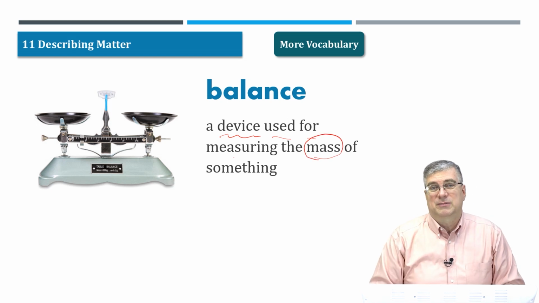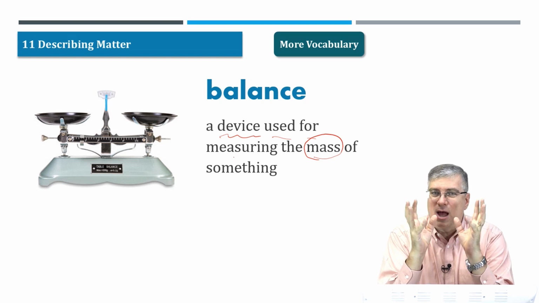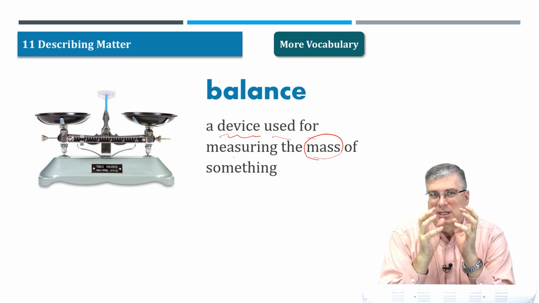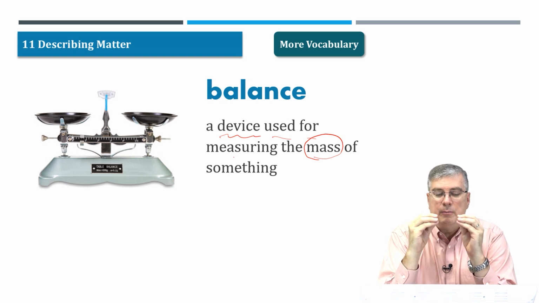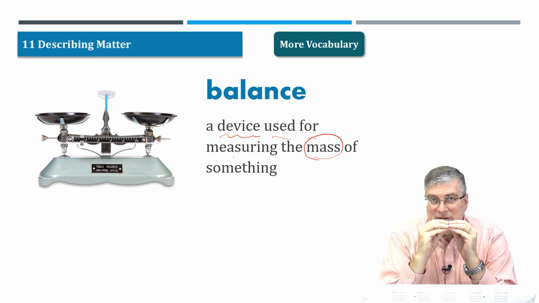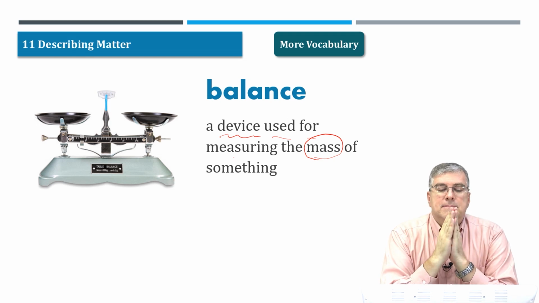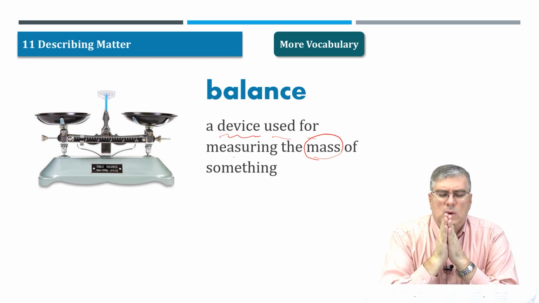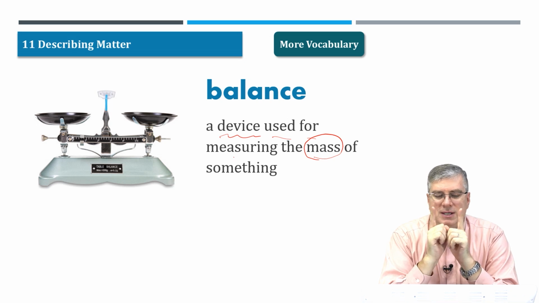So I talked about mass before, right? Mass is how much matter is in something, how many atoms or how much material is in an object. And we use a balance to measure that quantity or measure that property of a certain object. Now you might think, why don't we just, balance is old. If you want to know how much it weighs, why don't you just use a scale? But there's an important difference here.